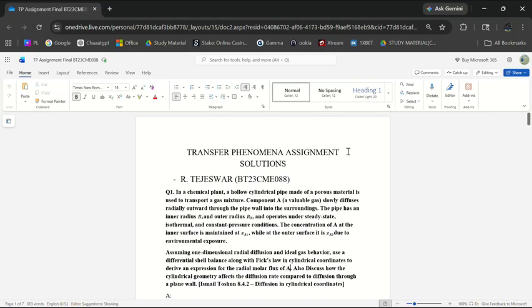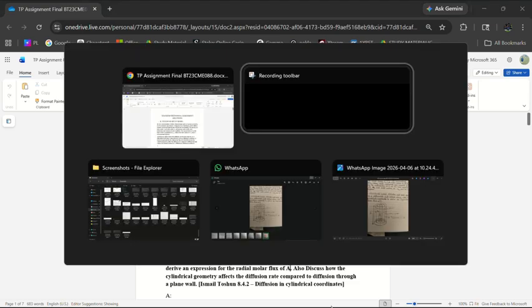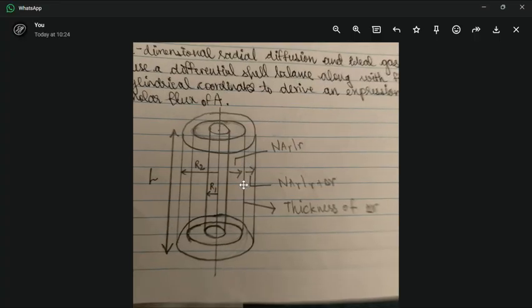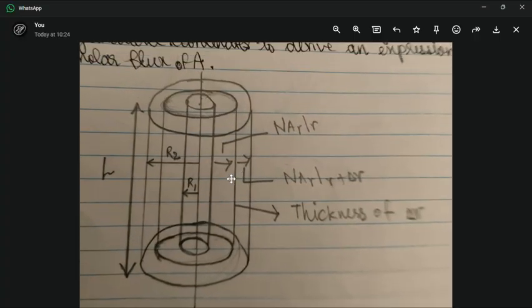The diagram basically looks like this. This cylindrical shell is our differential element of thickness delta R. The flux coming into it is represented by NAR at R. The flux leaving the shell is represented by NAR at R plus delta R. The length of the cylinder is L, as we know, and the inner and outer radii of the cylinder are represented by R1 and R2.